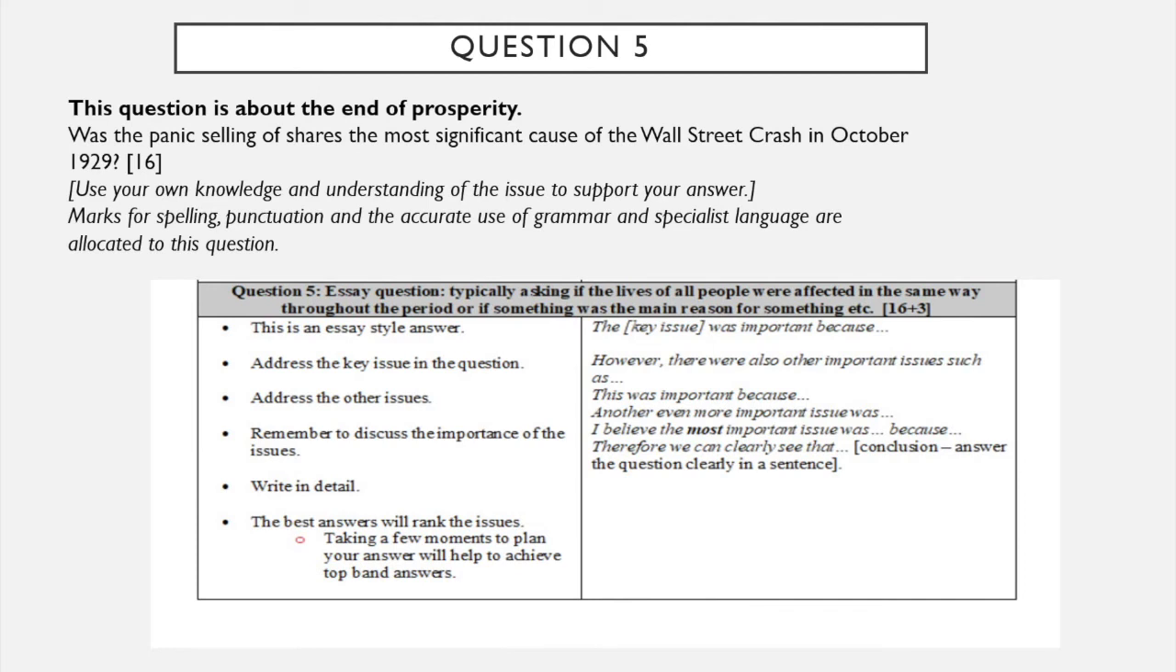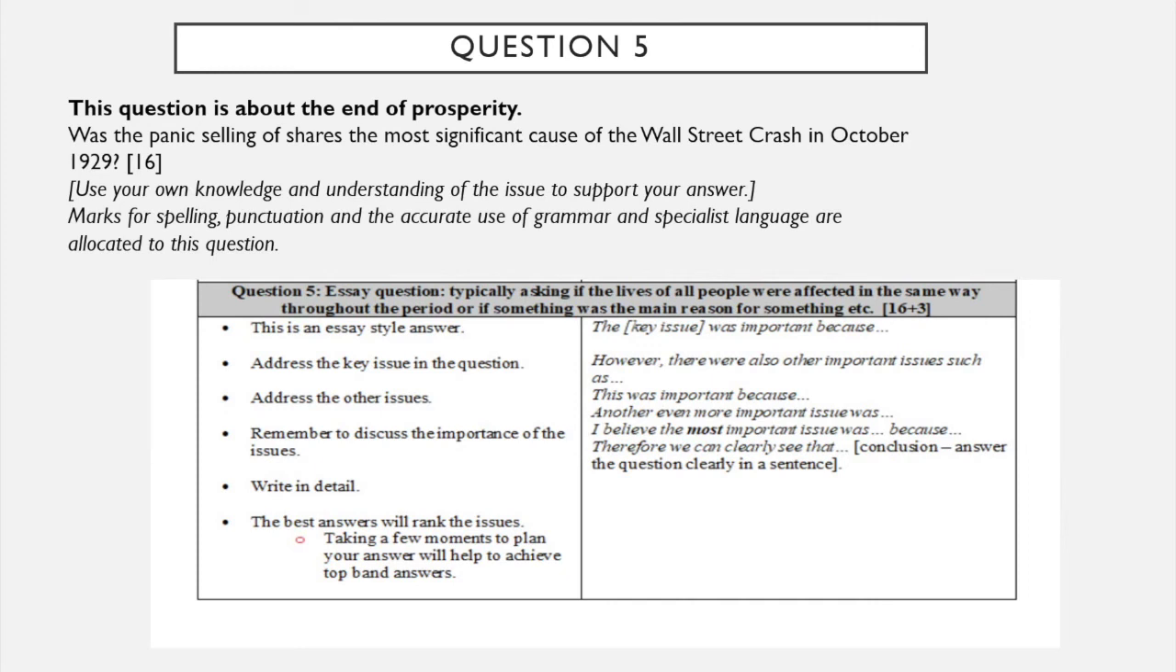Now, this question will either be a rank order or an on the one hand, on the other hand. This one in particular is rank order. An example of one that could be on the one hand, on the other hand is: the life of women changed significantly during this period in time. On the one hand it did, on the other hand it didn't, and you do it that way.